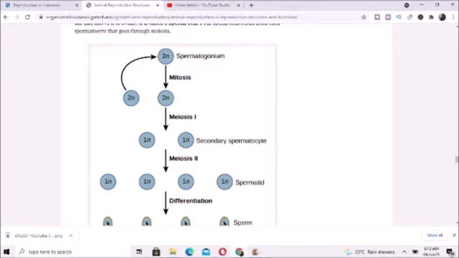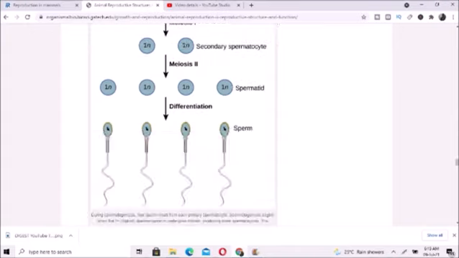So once the spermatid develops a flagellum, a tail that allows it to swim, it is called a sperm cell. 4 sperm cells result from each spermatocyte that goes through meiosis.